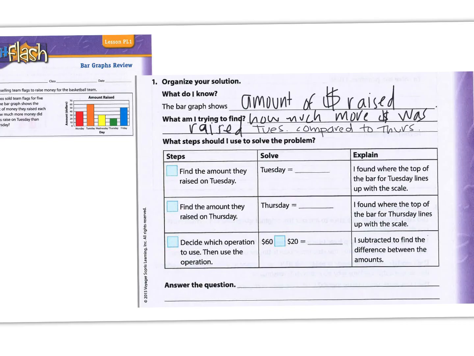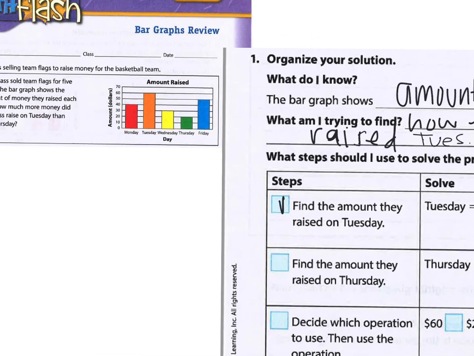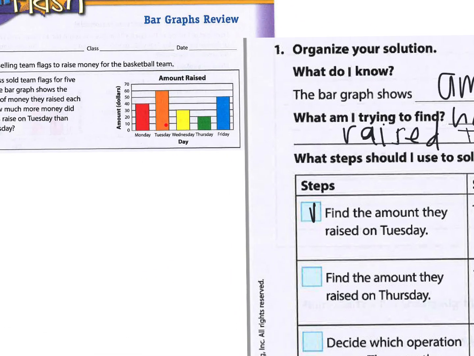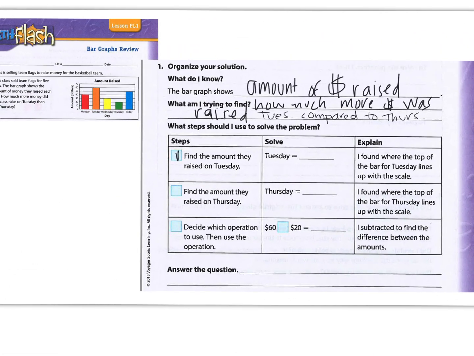Okay, this says, what steps should I use to solve the problem? All right, so steps. We first need to find, number 1, the amount they raised on Tuesday. So if we zoom in for Tuesday, we can see that on Tuesday they raised $60. And just so we know, Thursday is 20. So 60 on Tuesday. So we'll write $60 on Tuesday. So we can say I found where the top of the bar for Tuesday lines up with the scale.